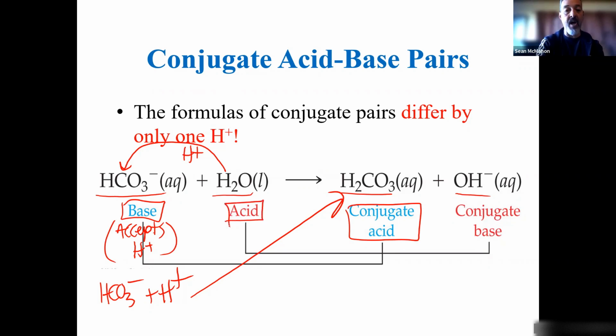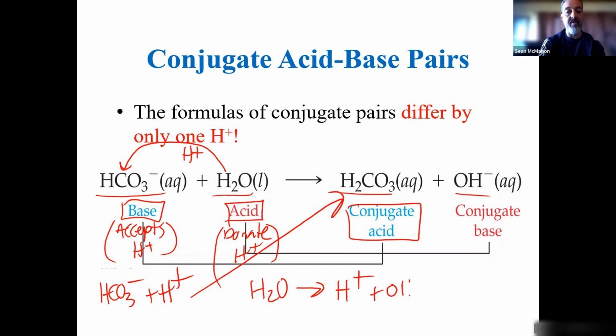Now what's water? Well, water's the acid. Why? It donates the H plus. So when H2O donates an H plus, what's left? An OH minus. We've been seeing this all along with neutralization reactions. Pretty much almost every net ionic reaction for an acid-base neutralization is just the reverse of this. So if I take away a proton from water, all that's left is hydroxide, and that's what this is. So my acid becomes my conjugate base.